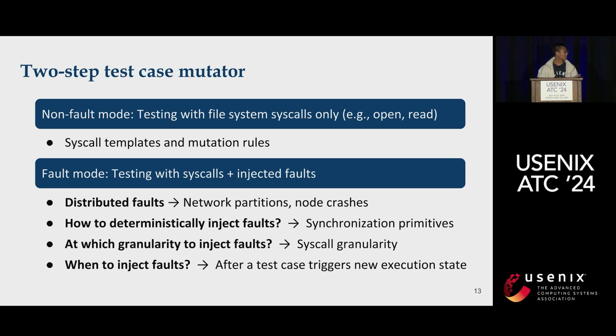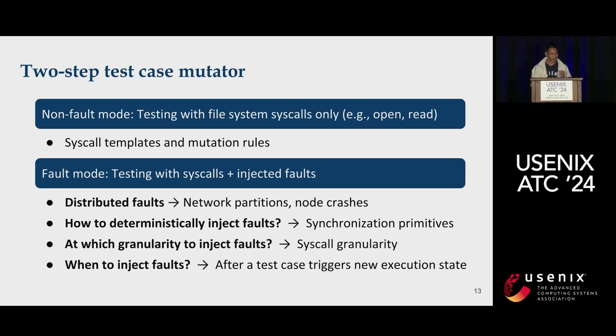Also, faults can happen at any time during the test case execution. So that means there can be different fault injection granularities. At the fine grain, you can inject faults at the package level. At the coarse grain, you can inject faults at the syscall level or even the test case level. To balance the fault injection search space overhead and the granularity, we finally decided to inject faults at the syscall granularity. This means a syscall is executed either inside a distributed fault or outside of distributed faults, but not partially.